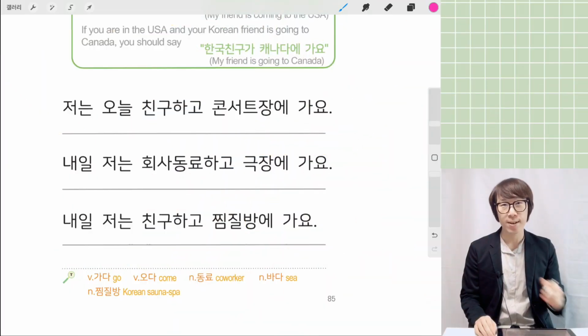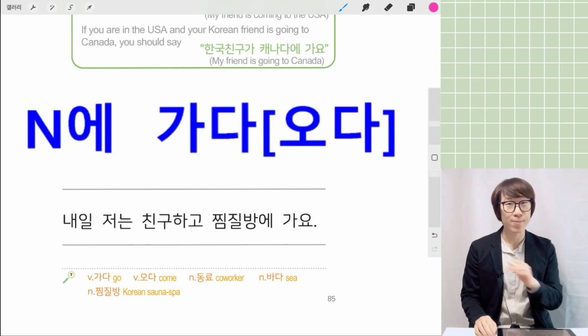So what do you think about 가다 and 오다 having to be used with noun 에? It's not so difficult, right? Just remember, moving verbs like 가다 and 오다 have to be used with noun 에, not with 을/를.